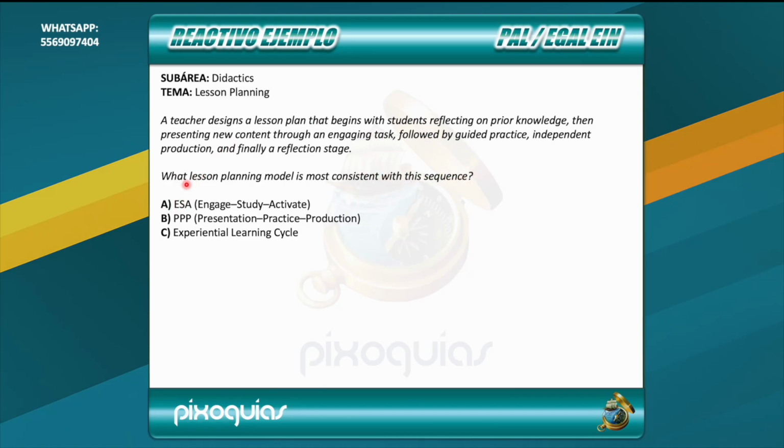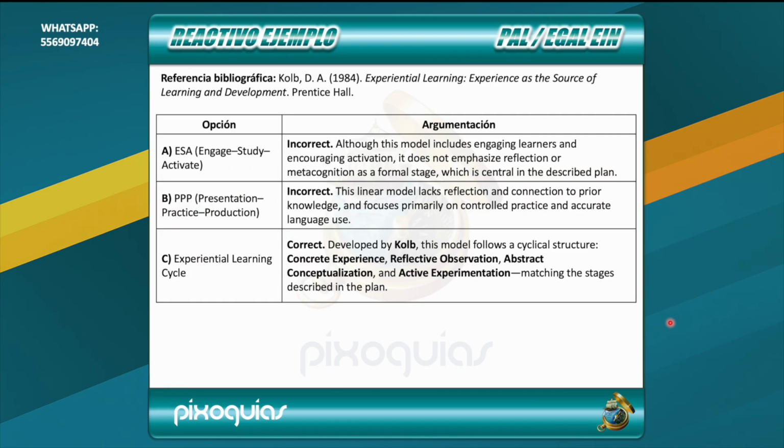A. ESA, Engage, Study, Activate. B. PPP, Presentation, Practice and Production. Or C. Experiential Learning Cycle. The correct answer is C. Experiential Learning Cycle. This was developed by Kolb, and this model follows a cyclical structure: concrete experience, reflective observation, abstract conceptualization, and active experimentation, matching the stages described in the plan.